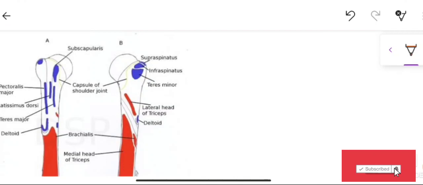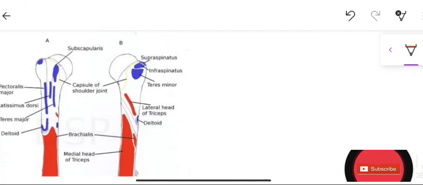So first of all we will take a look on greater tubercle, lesser tubercle, intertubercular sulcus. Then we will talk about deltoid tuberosity. Then we will talk about lateral supracondylar ridge, medial supracondylar ridge, and then on medial epicondyle, then on posterior view. Like this we will go forward.